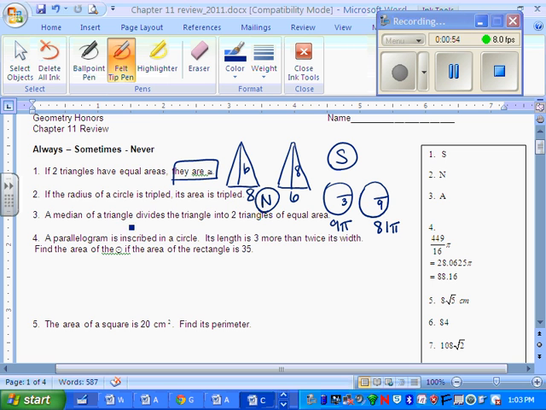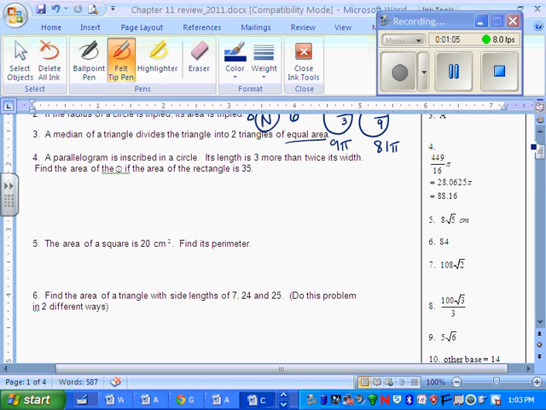And the last one, the median of a triangle divides the triangle into two triangles of equal area. That is always true. There's no way you can draw a median that will not split the triangle into areas of equal area. Number 4, a parallelogram is inscribed in a circle. So anytime a parallelogram is inscribed in a circle, it's going to be a rectangle.